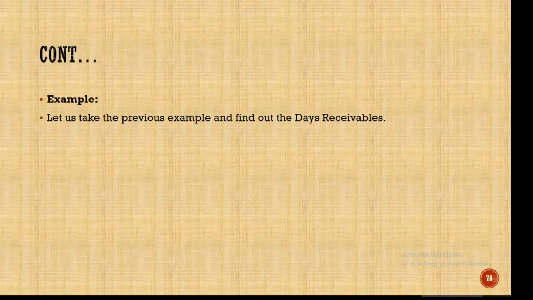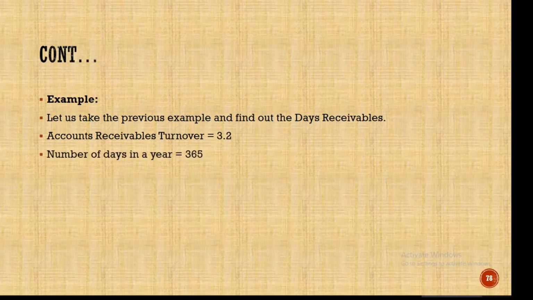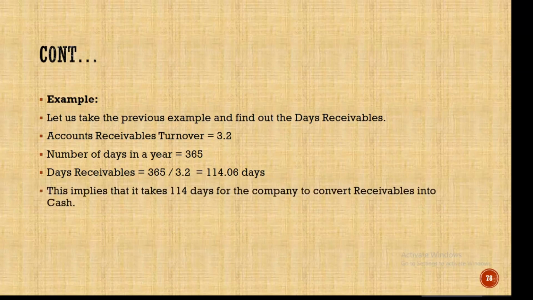The same example we are carrying forward here. So accounts receivable turnover is 3.2. Number of days in a year, 365. So the days receivable here is 365 divided by 3.2, which is equal to 114.06 days. It implies that it takes 114 days for the company to convert receivables into cash. That means this much time period the company takes for collecting its receivables.